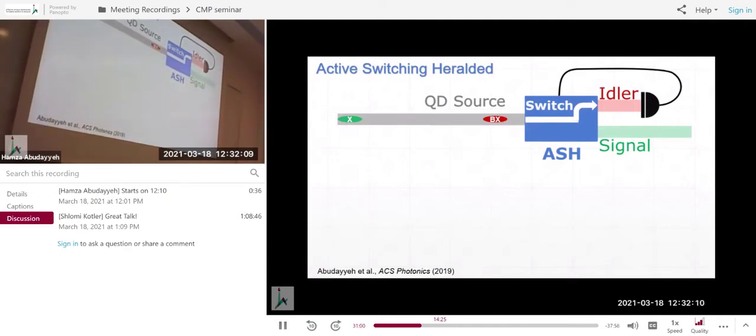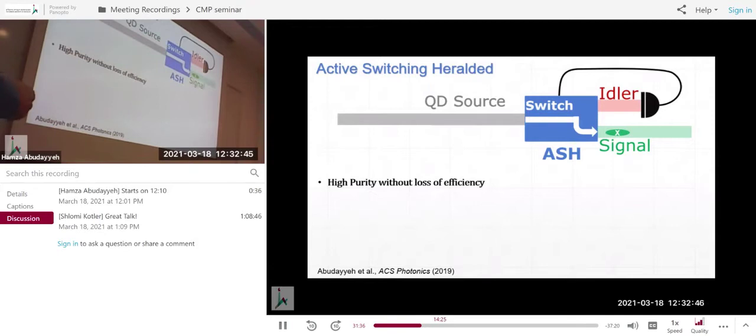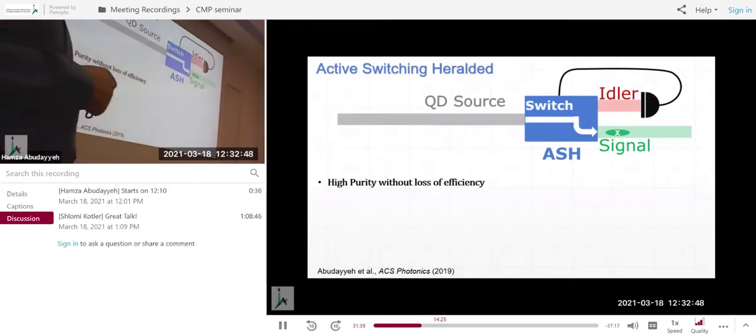This is called the active switching heralded technique. I think most of you heard about this from me before. And this says, okay, instead of throwing out the photons, let's try to use them. So let's add a switch on the signal coming from the quantum dot. This is an optical switch. This switch is nominally open to the idler port, and when a detection event happens in the idler port, it will switch to the signal port. And obviously, because our quantum dots mostly emit only up to two photons at a time, this becomes a very nice purification protocol. So if the efficiency is quite high, you can get very high purity without having to sacrifice too much of the efficiency.